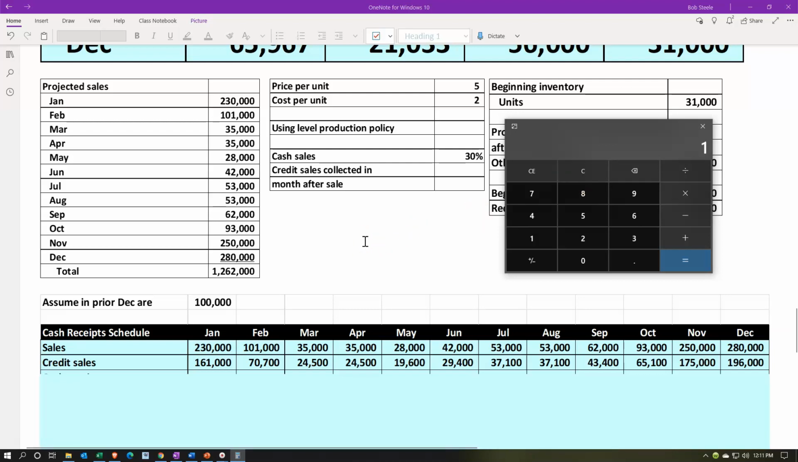So the credit sales, if I had 100% minus the 30%, we'd have 70% is going to be credit sales. In other words, if we have 30% that's going to be for cash, 70% is going to be on account, going through accounts receivable. So for example, if we had the 230,000 times the 0.7, we're going to say 161,000 is going to be what we're going to sell on account, those items that are going to go through accounts receivable. For the 101,000 times the 0.7, we get the 70,700, and so on and so forth for the credit sales.